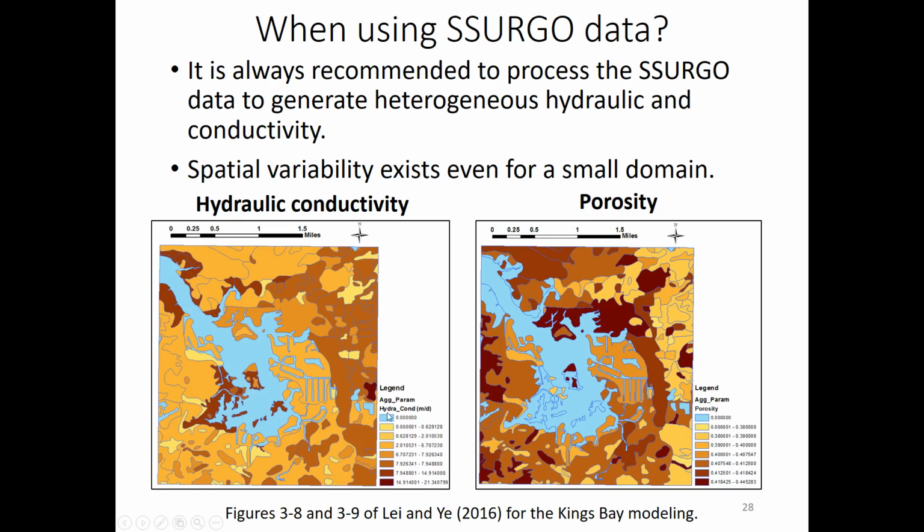You see here, this is hydraulic connectivity. It could vary from, say, 10 to the minus 6 to 21, so it could be several orders of magnitude. And this is porosity. It could vary from close to 0 to something like 44%. So even for this small neighborhood, you always have spatial variability. So we always recommend you process the Circle database to generate heterogeneous hydraulic connectivity and porosity.